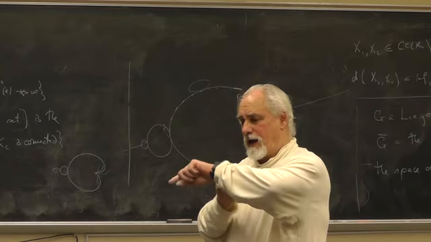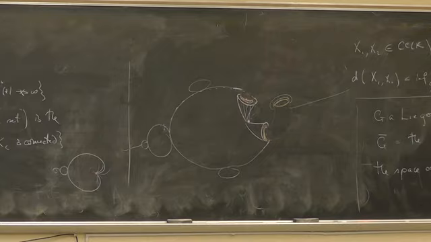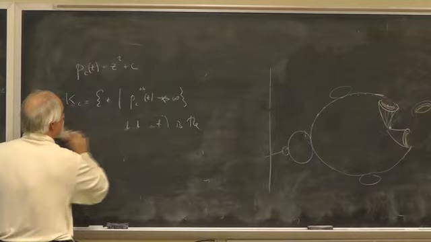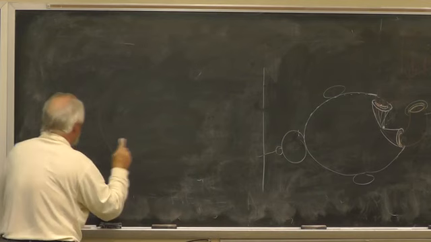Okay, I have 20 seconds left. And so I will draw the analog of this picture for Kleinian groups and leave it at that.